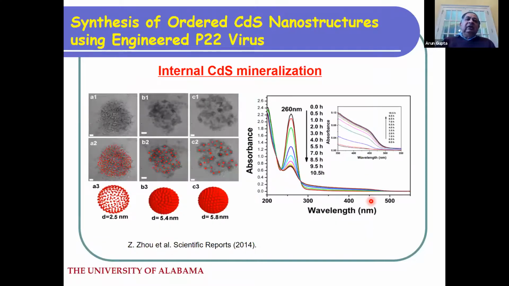Similarly, we can engineer the inside. In this case, nothing grows on the outside, but only in the inside. And as you can see, in this case, cadmium sulfide is mineralized in the inside. And again, by changing the amount of time and concentration, we can change the growth of cadmium sulfide. And we can readily monitor the growth using simple techniques like absorption spectroscopy, where we see the growth of the nanoparticles with time, and also monitor the disappearance of the precursors with time and control the band gap.